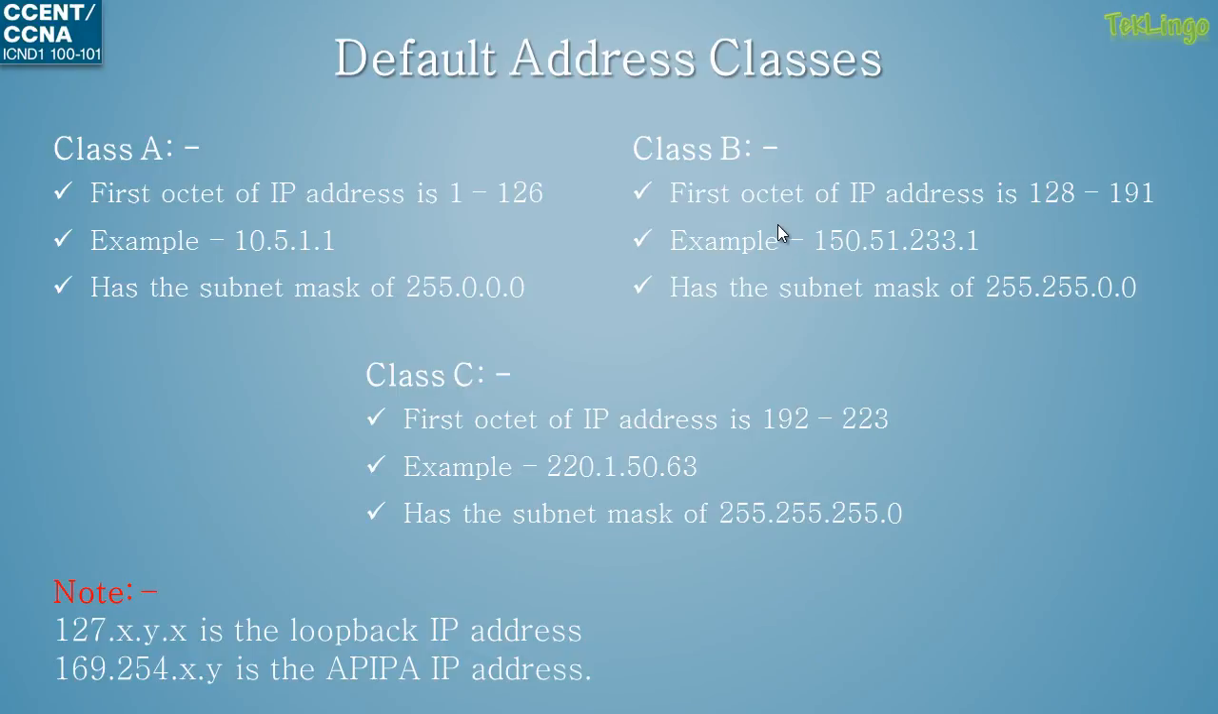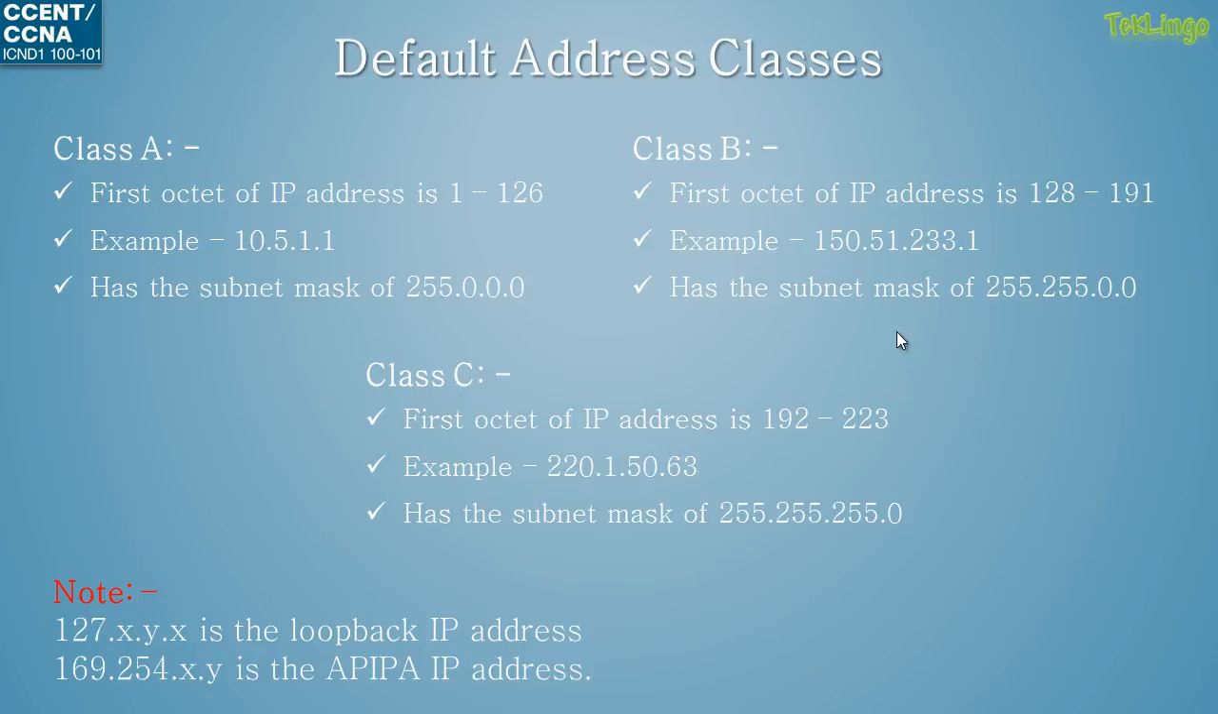Now for Class B, it has a subnet mask of 255.255.0.0. The first octet of the IP address can be in a range of 128 to 191. For example, in the Class B IP address 150.51.233.1, 150.51 represents the network ID. 233.1 represents the host ID.